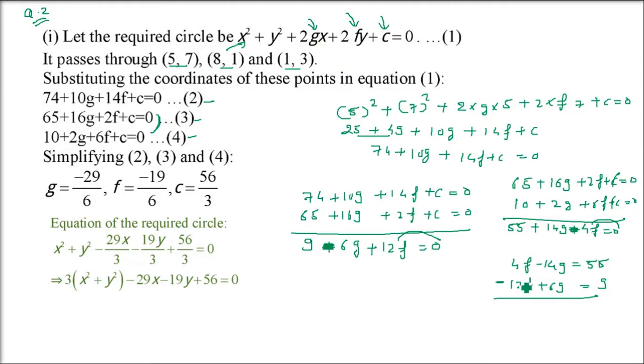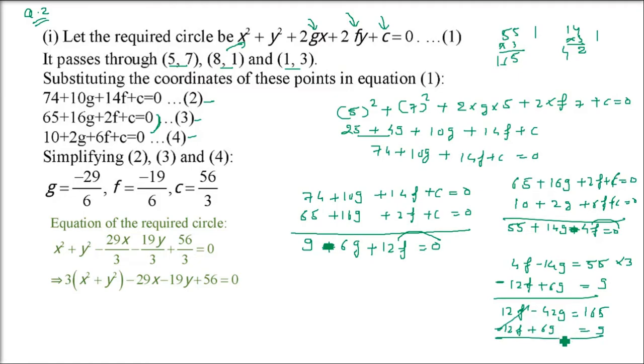So we just multiply the above equation by 3. So you get 12f, minus 14 into 3 is 42, sorry, 42g. Then we have 55 into 3. Just recheck it, 165. Then you have minus 12f, 6g equals 9.